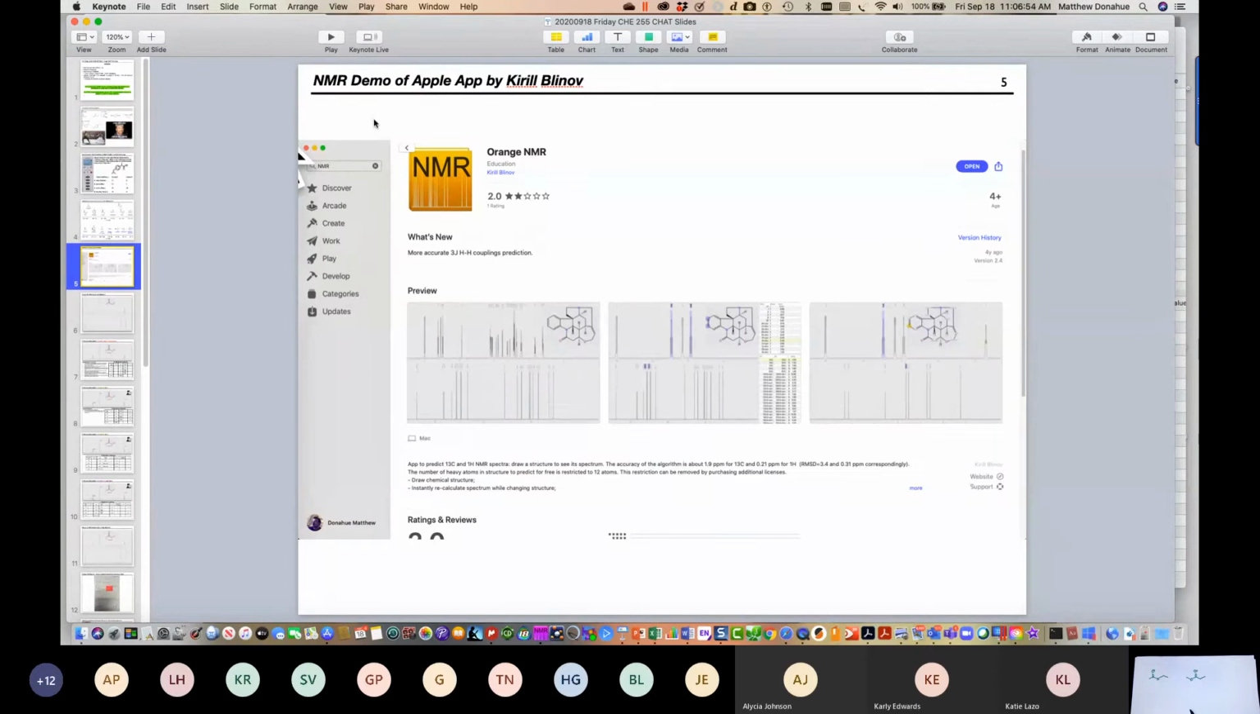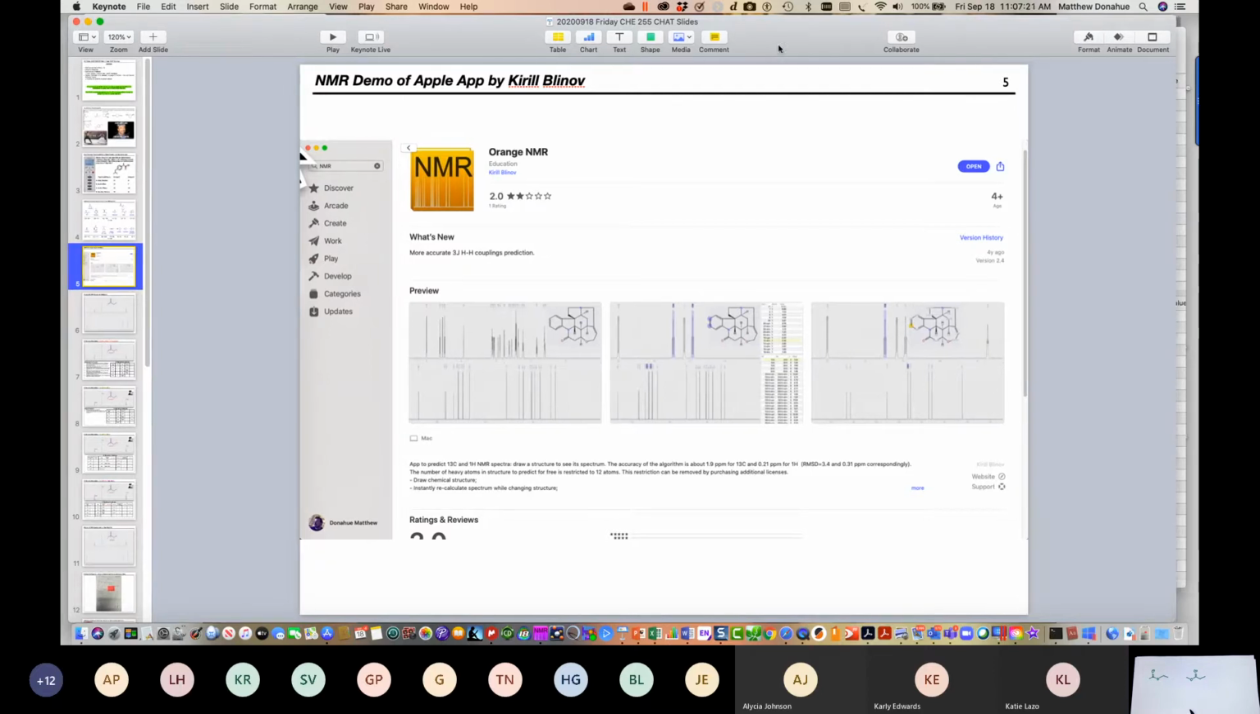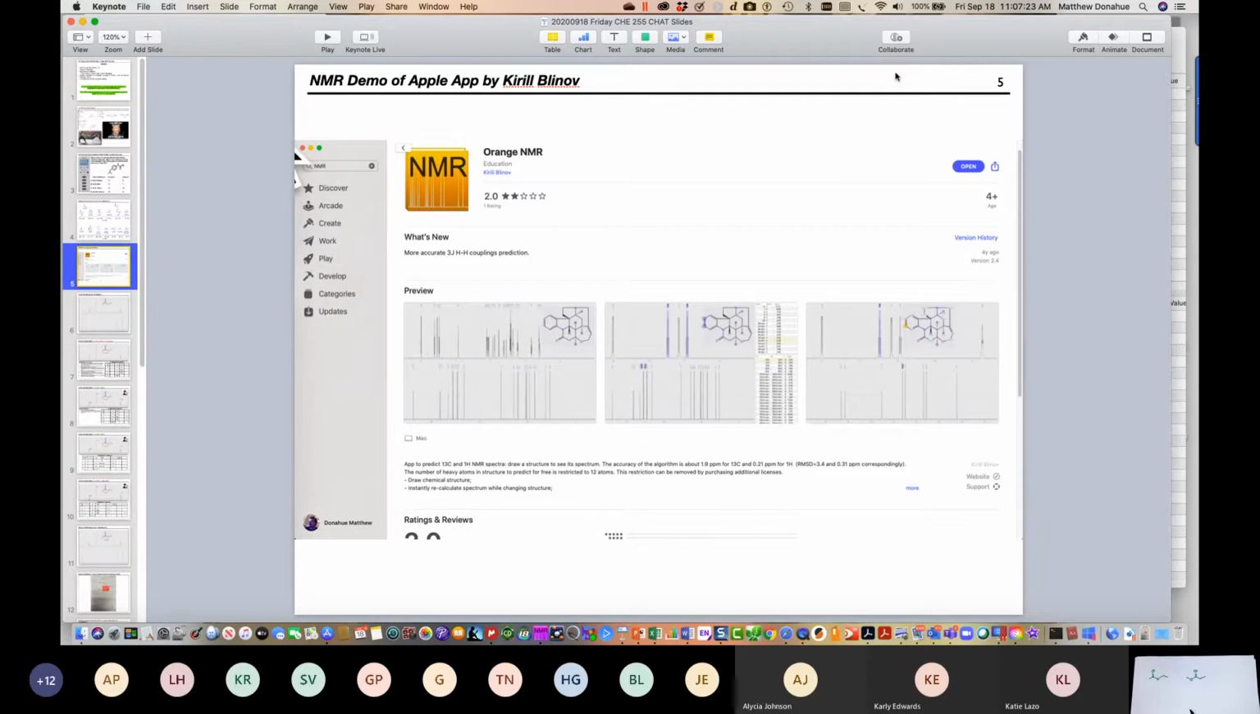See this slide here. The next program I'm going to bring up is just called NMR. It's an app found in the Apple Store, and the developer, Kirill Blinov, I believe is the name. The one called Orange NMR you can get for free, and it allows you to draw maybe 10 structures. I have a paid version, and that's what I'm going to bring up next.